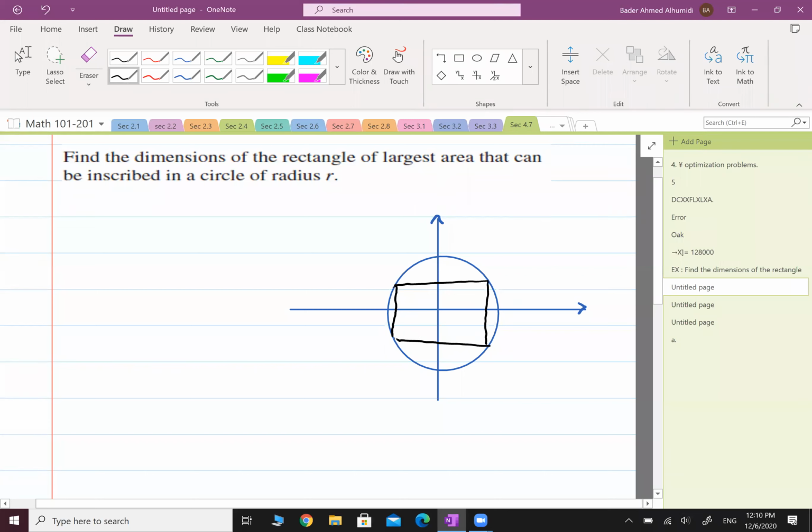Okay, this is what we have. We need to draw a rectangle such that this rectangle will have maximum area. This will be maximum area. Now we have the same idea as before.